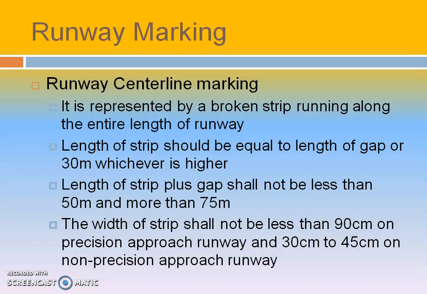Runway centerline marking is represented by a broken strip running along the entire length of the runway. It will be broken striped lines only, not a continuous line. The gap shall not exceed 50 meters or be more than 75 meters. The length of the strip should be equal to the length of the gap or 30 meters, whichever is higher. These dimensions we have to follow, the length of the strip and the width of the strip. It should not be less than 19 centimeters.